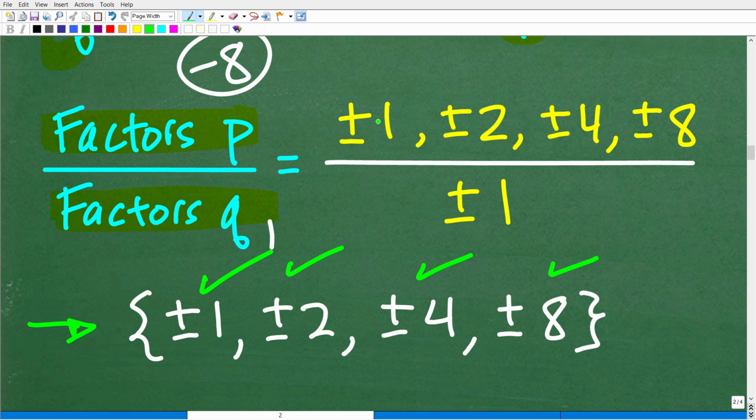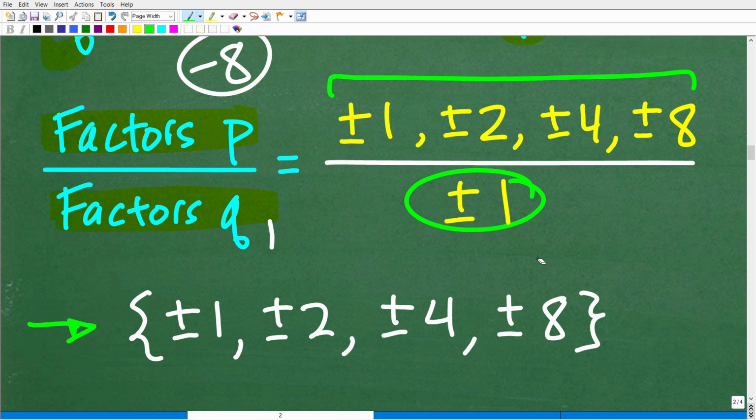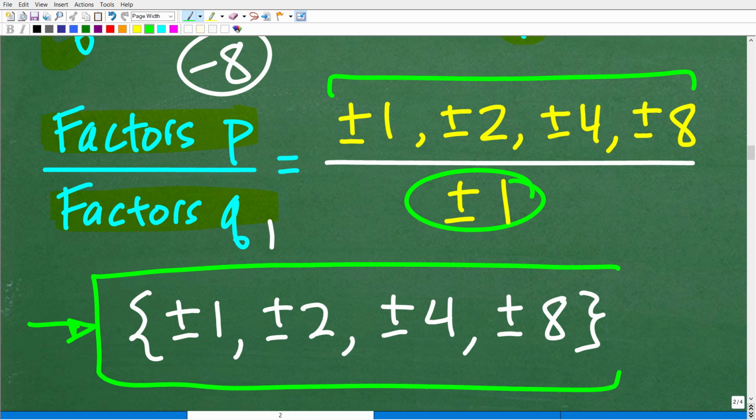Okay, so we just divided this denominator by all these possible numerators. Now we have this lovely list. This is what we worked so hard for. And this list is the possible rational roots.